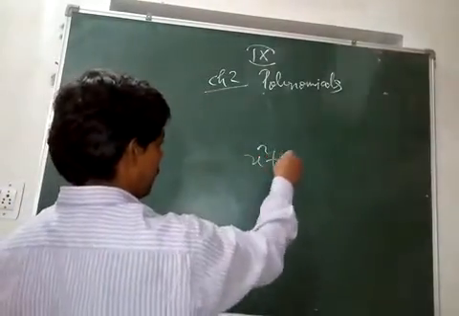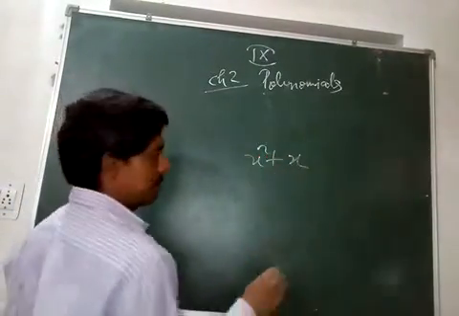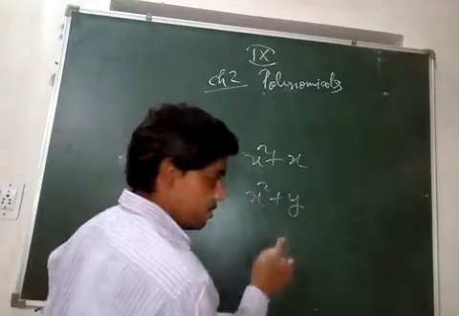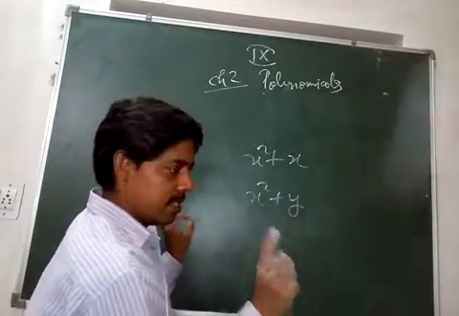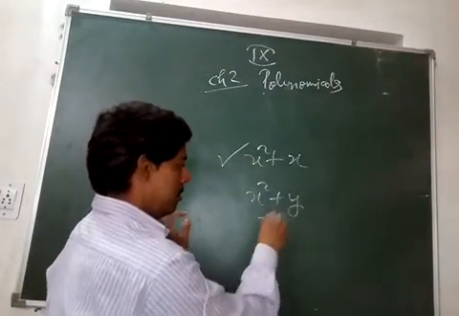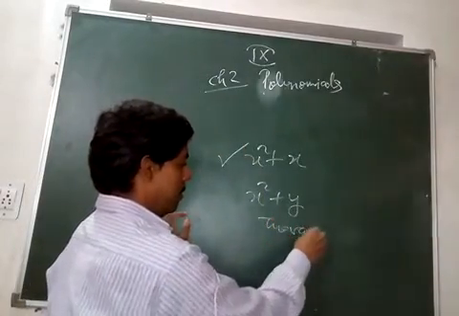Okay, now polynomial in one variable and two variables. This is a polynomial in one variable because the variable is x. This is also a polynomial, but it is in two variables. So in your book, the first exercise is asking polynomial in one variable, so you will tick for this, but for this you can write it is in two variables.